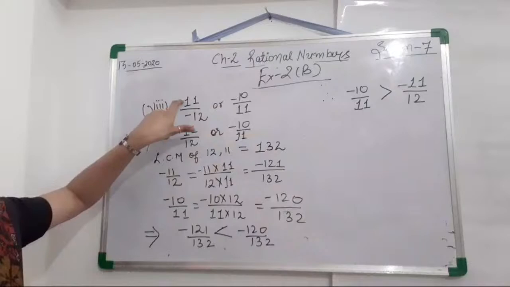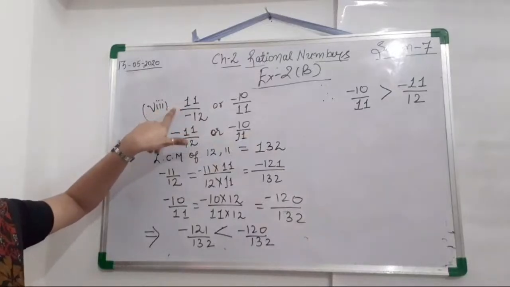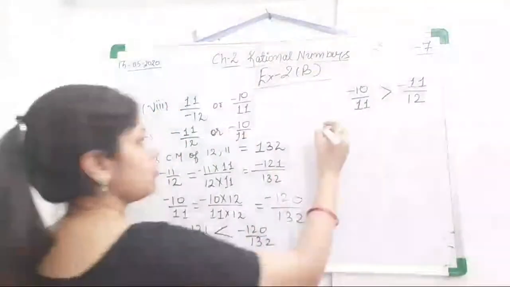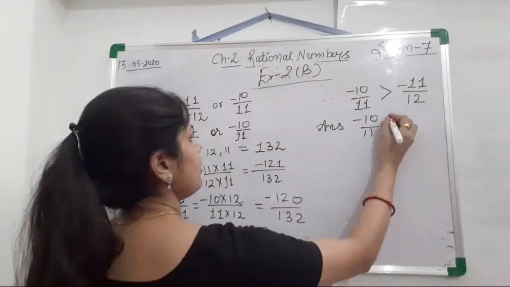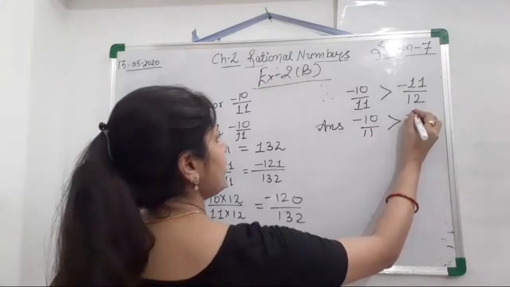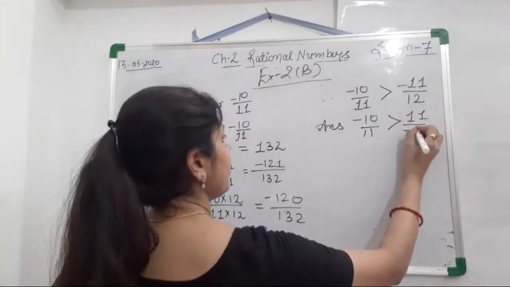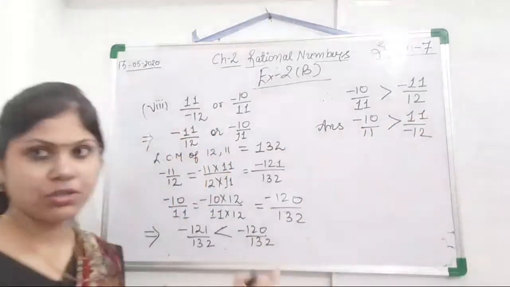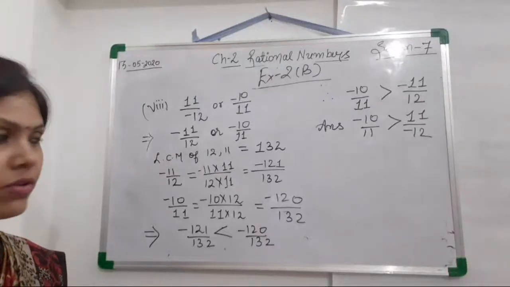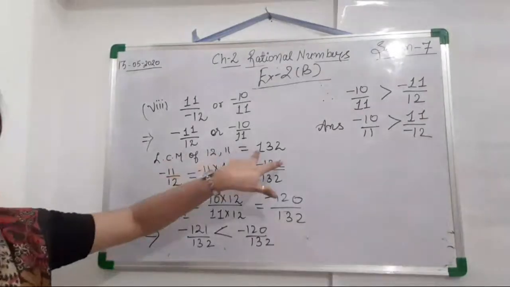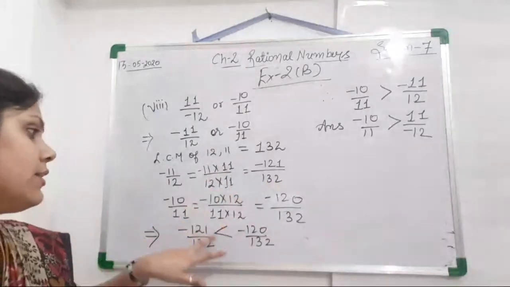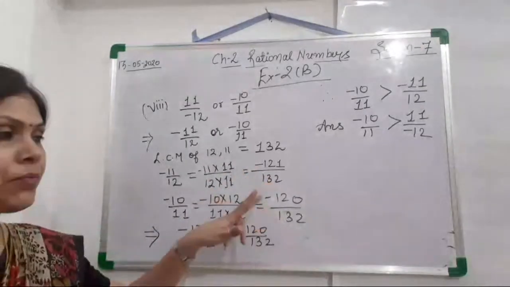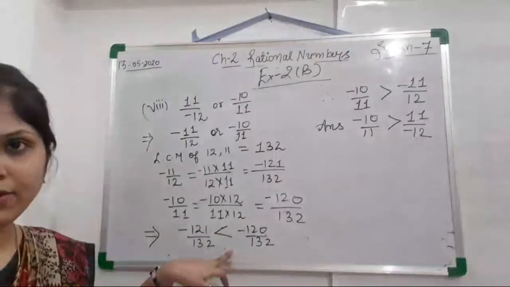What was the question? Minus 11 upon 12 was 11 upon minus 12. So the answer is minus 10 upon 11 is greater than 11 upon minus 12. Please go through this question once again and try to solve the rest of the questions. First you will take out the LCM, then you will take out the equivalent rational numbers of that. Then you will compare the numerators and arrange in ascending order.